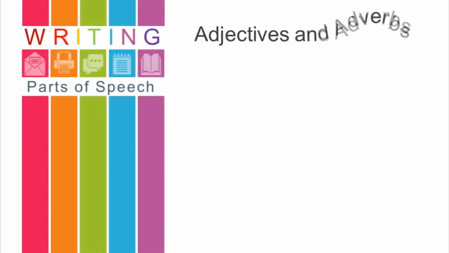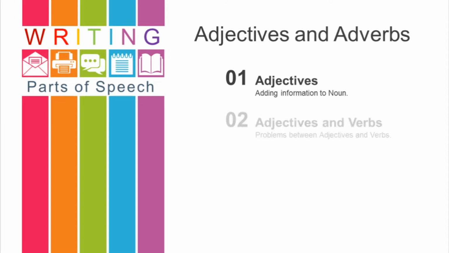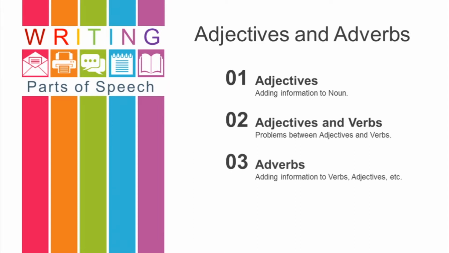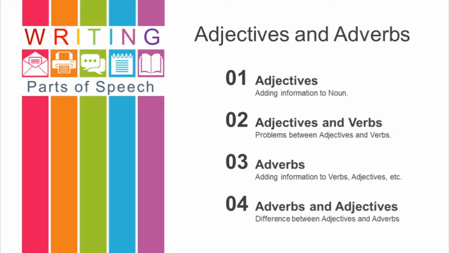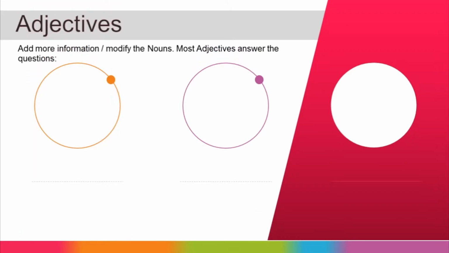To give you an overview of what we're going to talk about, the first is that we're going to explain adjectives and how these words are used to add information to nouns. The second is about adjectives and verbs, in this case verbs that can look like adjectives and function as adjectives. The third, we're going to talk about adverbs, and in the last part we're going to talk about adverbs and their difference from adjectives. Now let's start with adjectives.